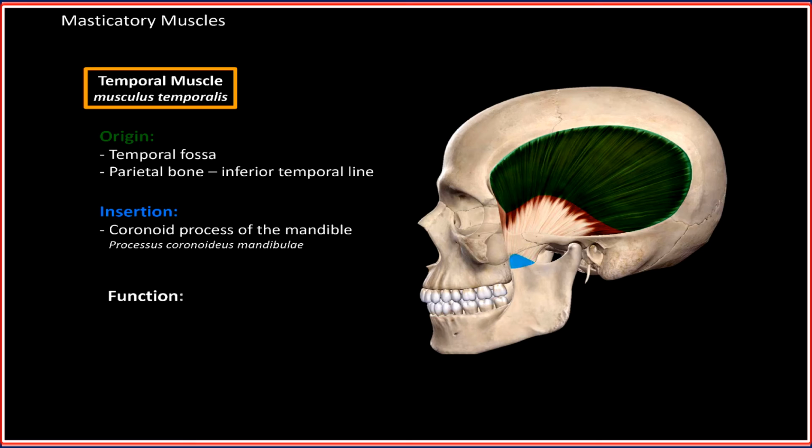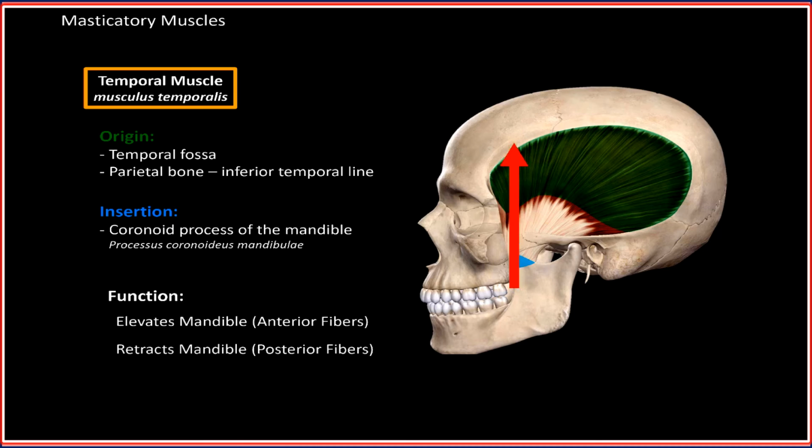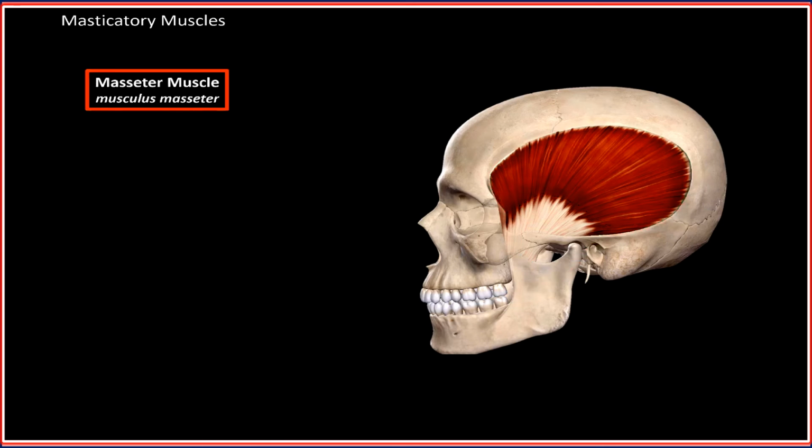And so, what is the function of this muscle? When the anterior fibers contract, they will elevate the mandible, and when the posterior fibers contract, they will retract the mandible, as you see here. So that's this one. Next, we have the masseter muscle, which is this one.